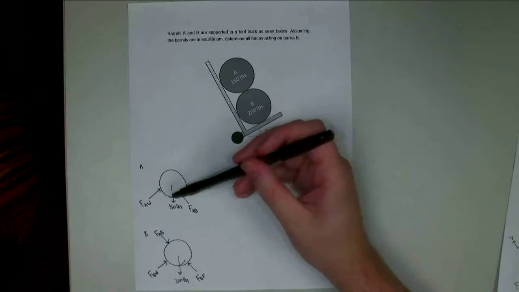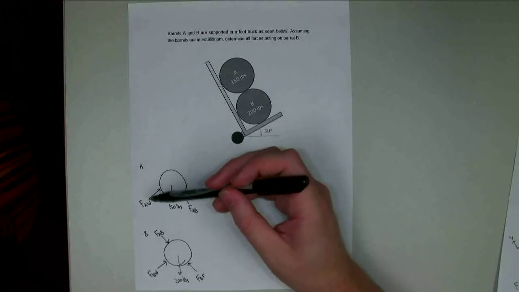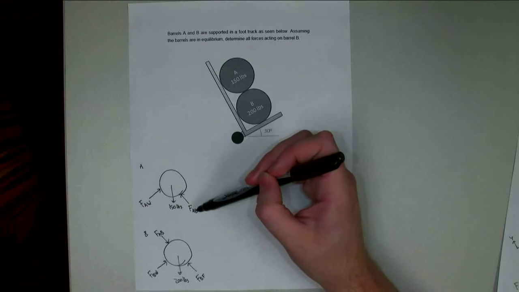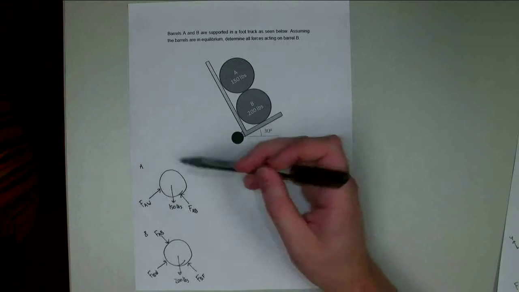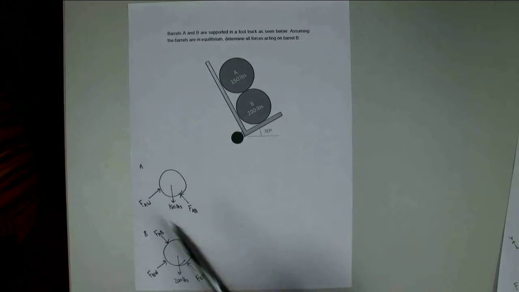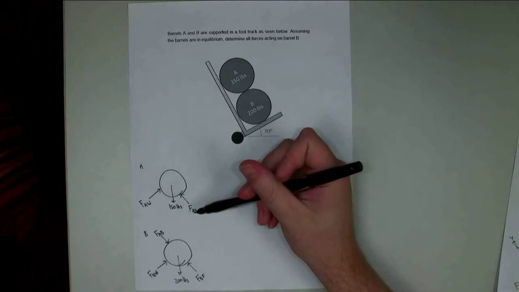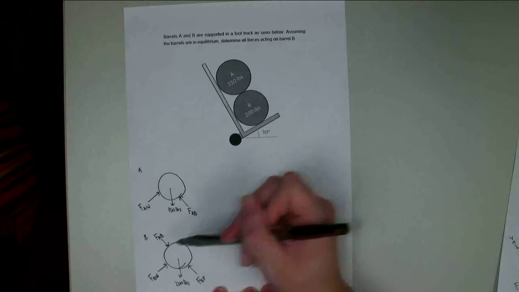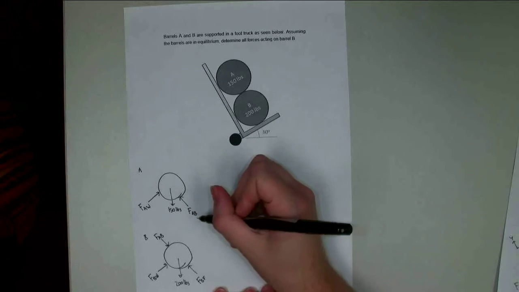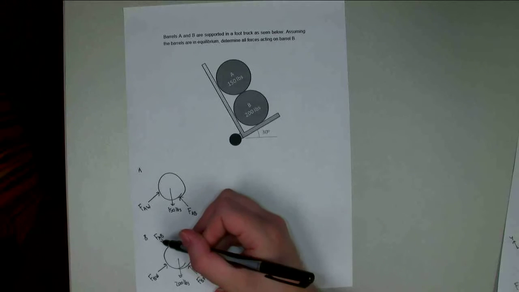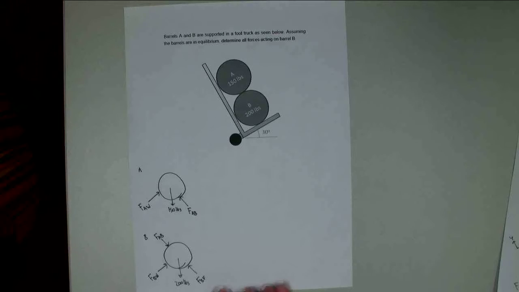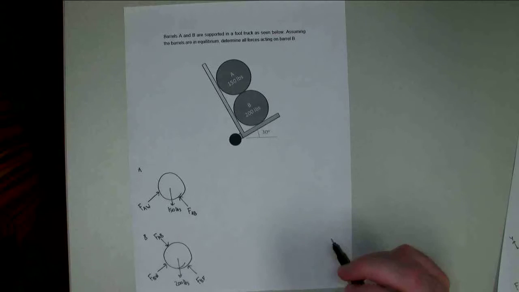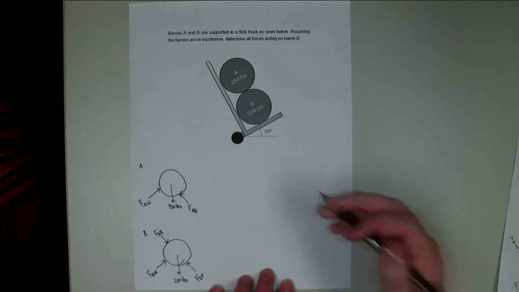Up at the top, though, I've got only two unknowns, the force from the wall and FAB. So if I look at barrel A first, I can solve for both of these values. Since it's a Newton's third law pair, FAB is pushing up this direction, down this direction. If I figure out FAB up here, I can plug it in down here. And that's what lets me solve for these other two forces down here. So I'm going to start with barrel A in this particular scenario.